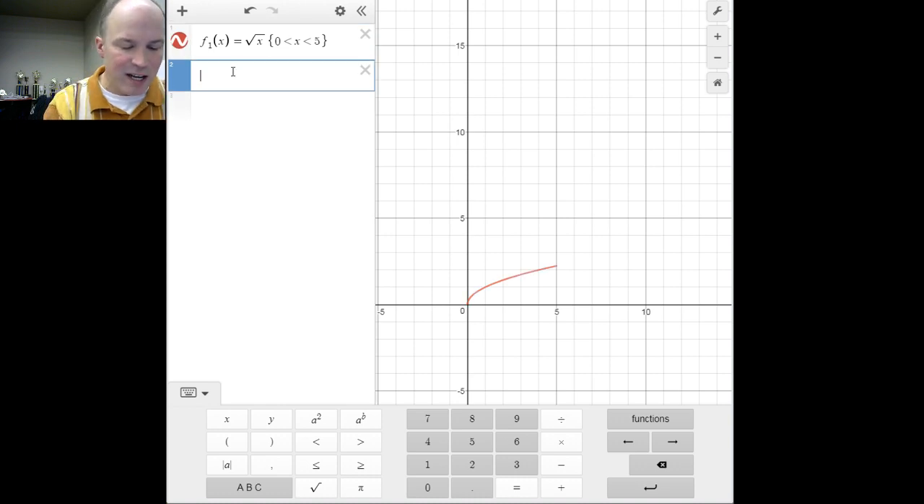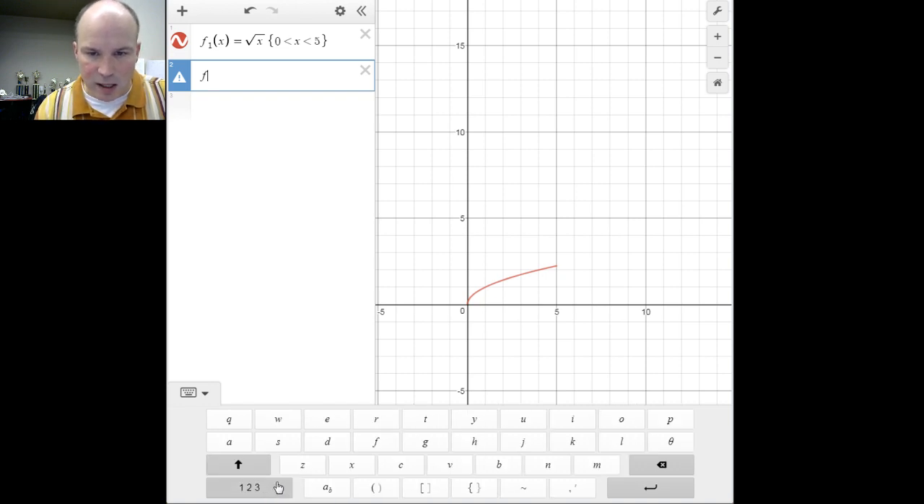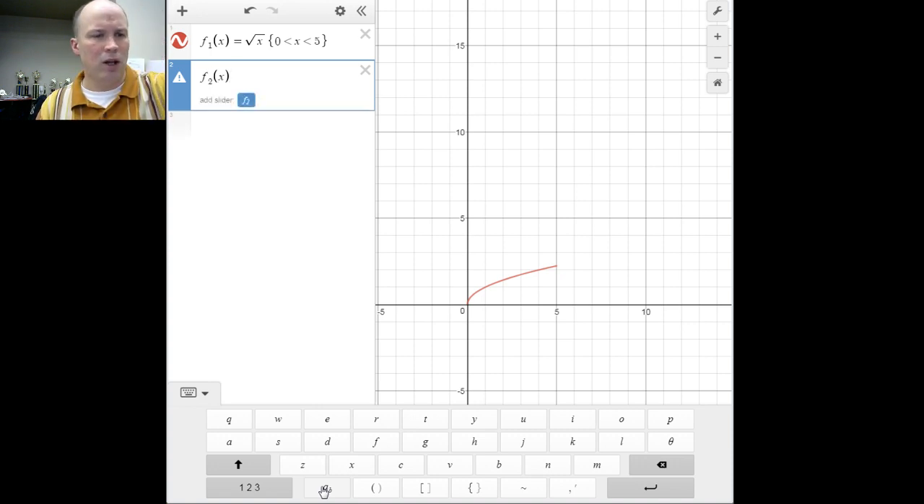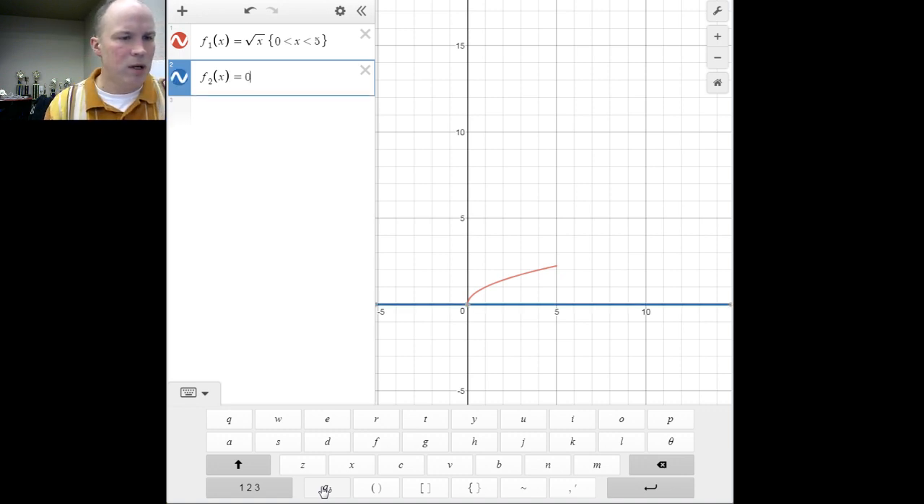So my second f of x is going to be f2 of x. Down here I hit the ABC, and then I hit this button right here. That gives me the subscript, maybe? f2 of x. And then this one I just want to be the horizontal line along y equals 0. So I'm just going to say equals 0. And then there's that blue graph.